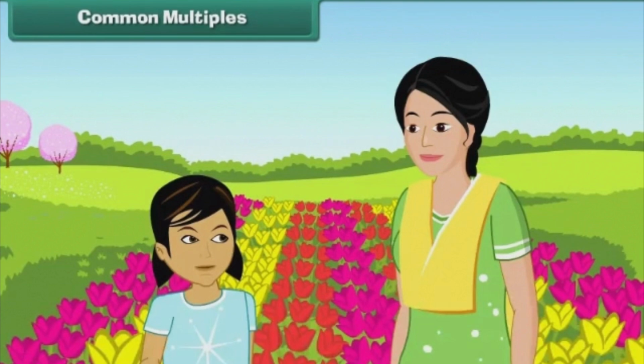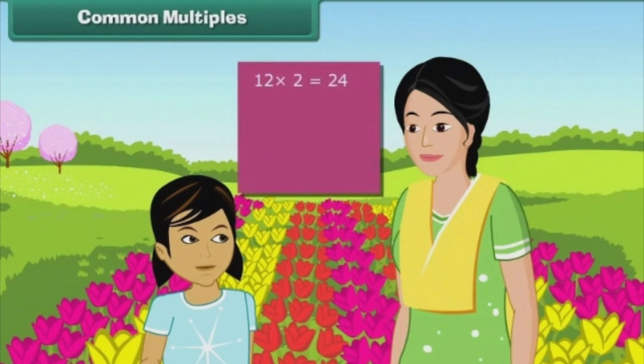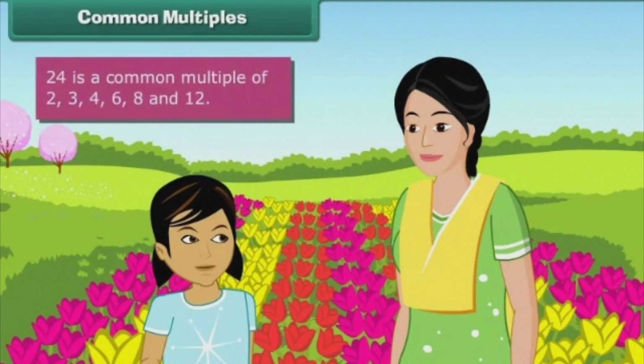Prerna and her mother are at the rose garden. Prerna notices that a patch contains red rose plants arranged in 2 rows of 12 plants each. Another patch contains yellow rose plants arranged in 3 rows of 8 each. Yet another patch contains pink rose plants arranged in 4 rows of 6 each. 24 is a common multiple of 2, 3, 4, 6, 8, and 12.